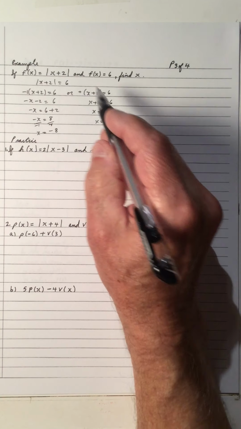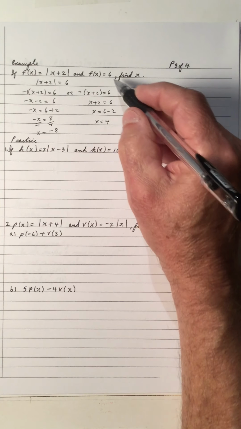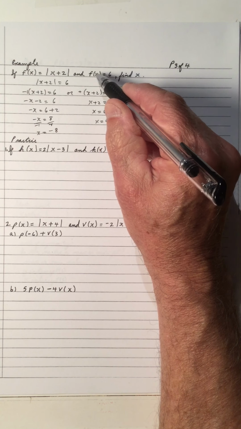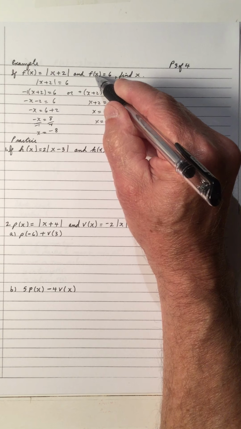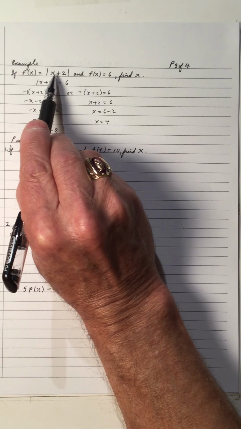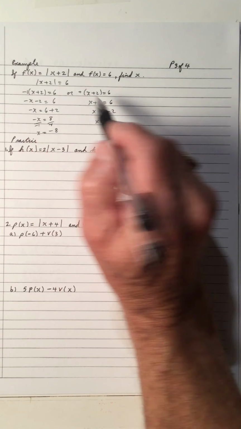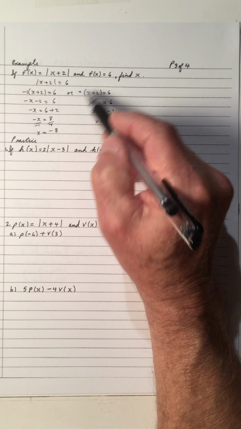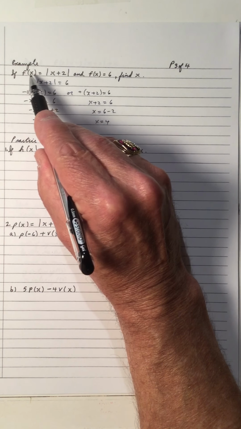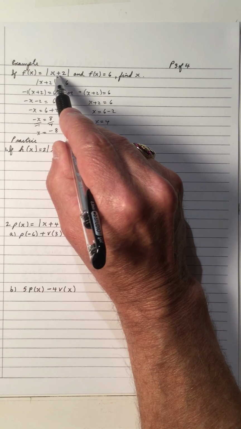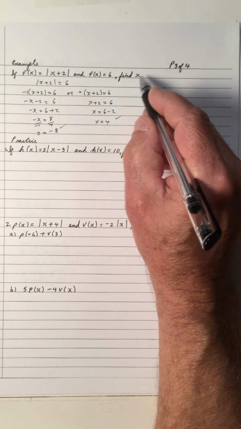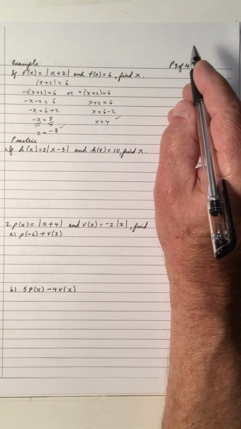Negative 8 and 4 are the two solutions. Let's check: if x is 4, f of 4 gives you 6. So 4 plus 2 is 6. The absolute value of 6 is 6. So it's true. If you put negative 8 in, f of negative 8 is 6. Negative 8 plus 2 is negative 6. The absolute value of negative 6 is 6. So these are the two solutions that will make these true.